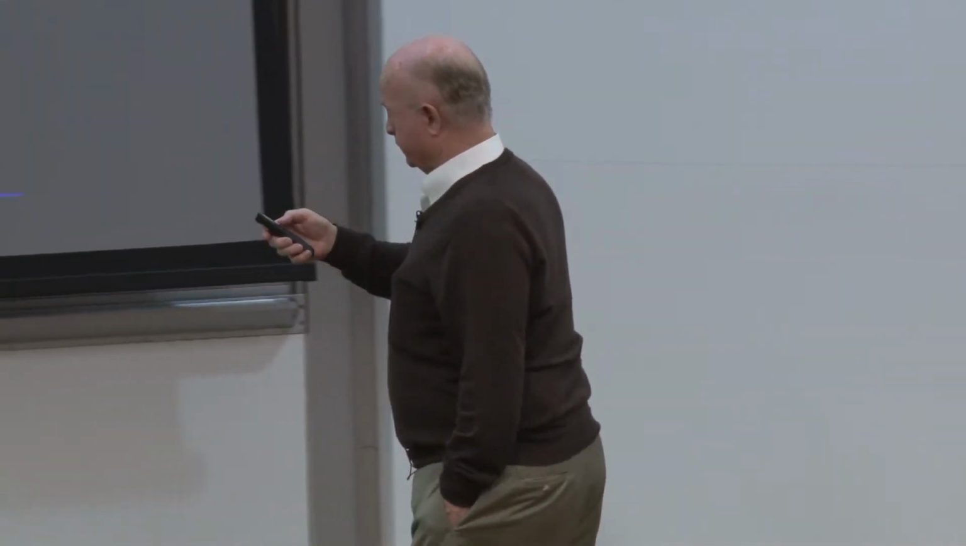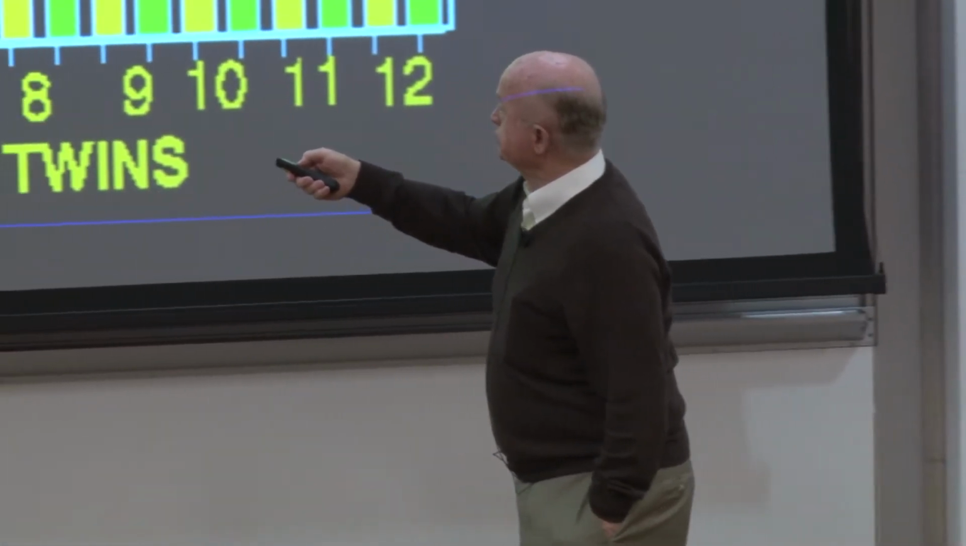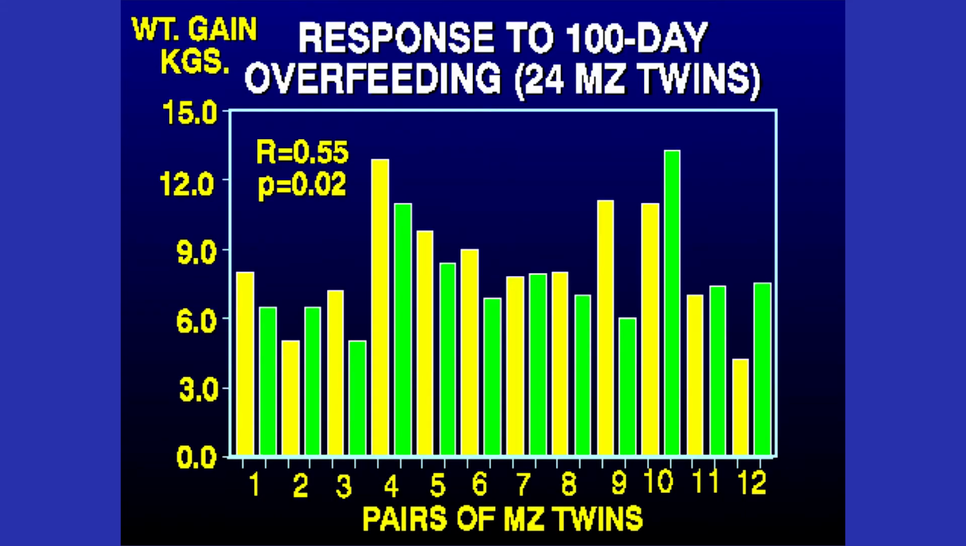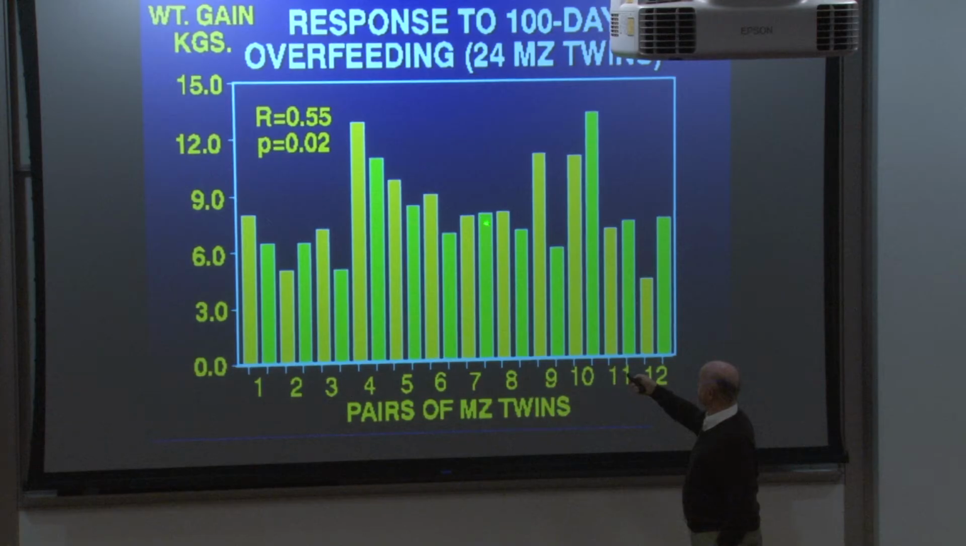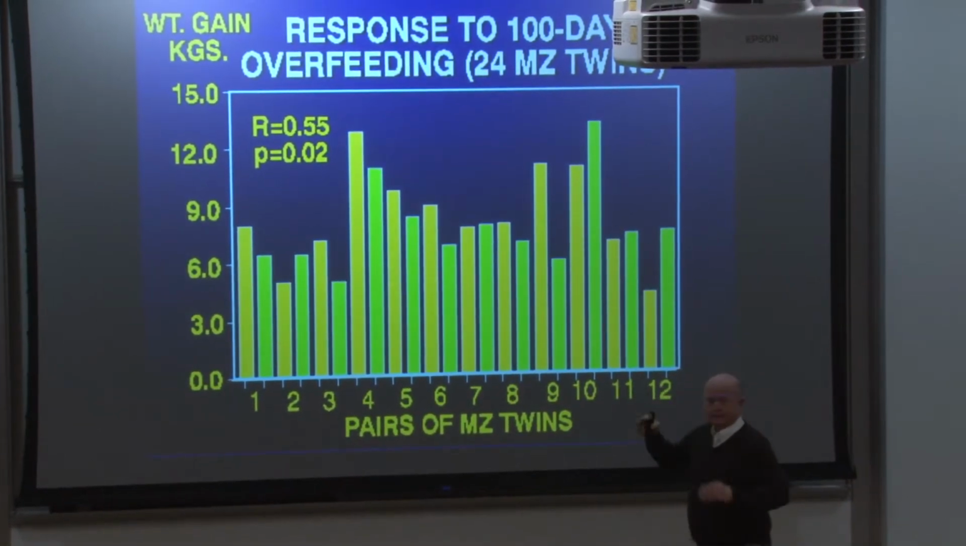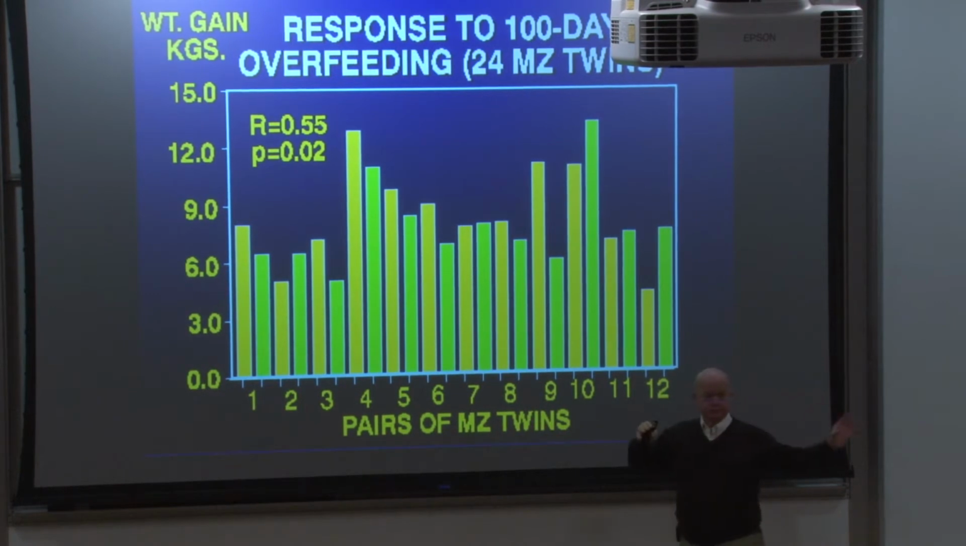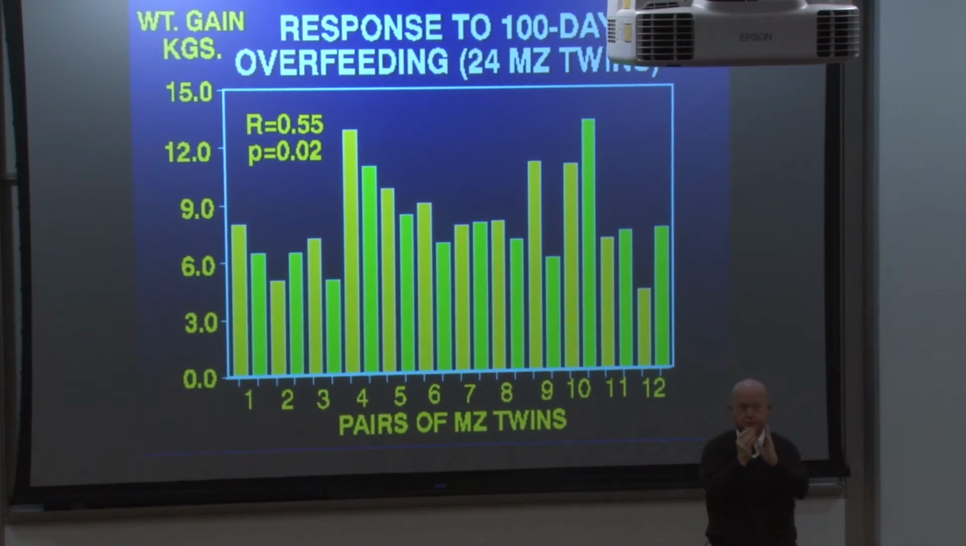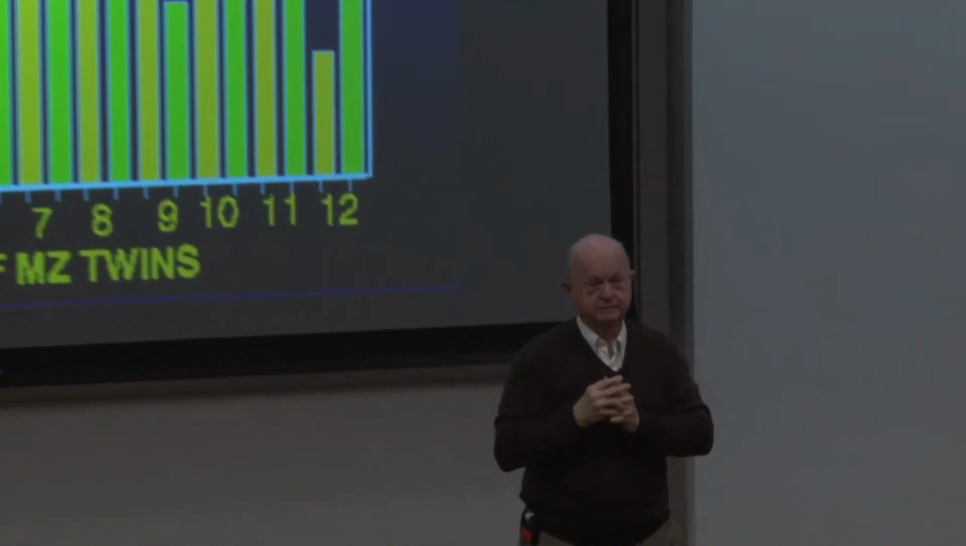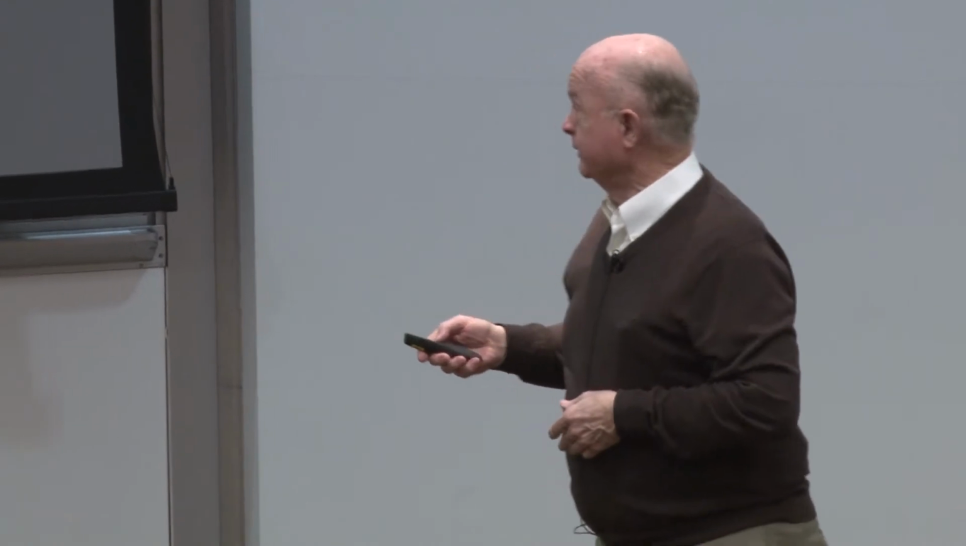But so what Bouchard did then, he took each set of twins. He said, here's a twin that really responded, and his brother was like this. They were similar. So there was a lot of variation from one twin pair to the other, but within the two twins, they were much more similar in how they responded. So that tells you there's a genetic effect in how they gain weight.